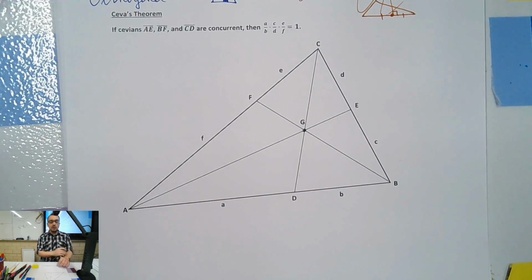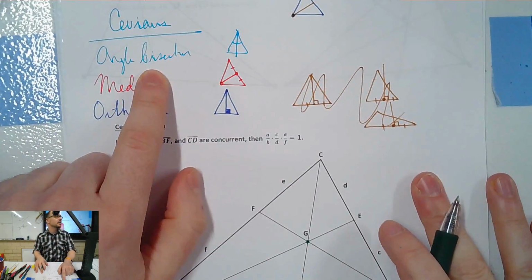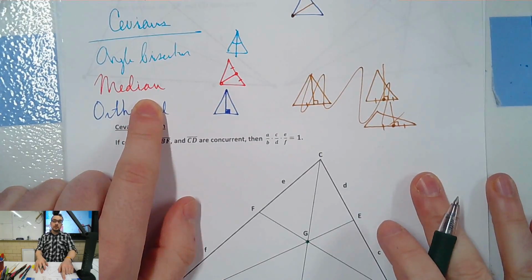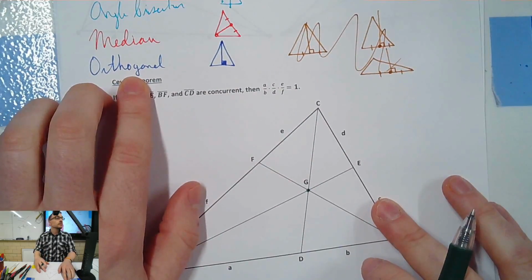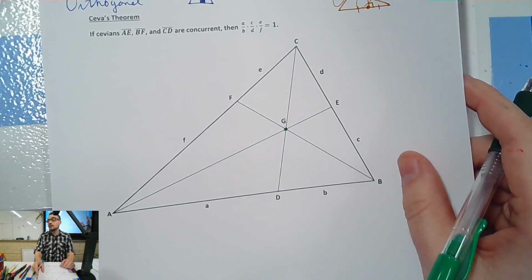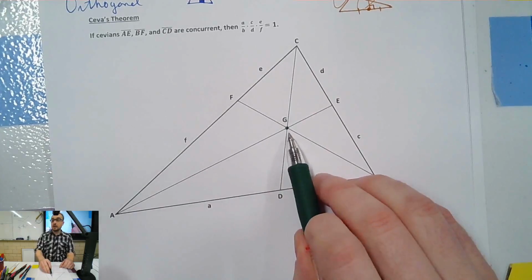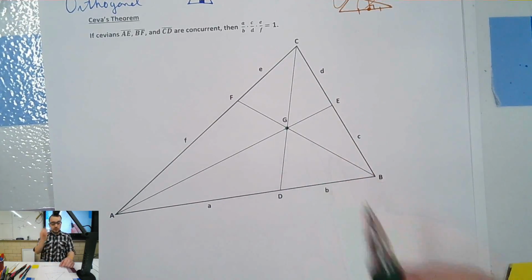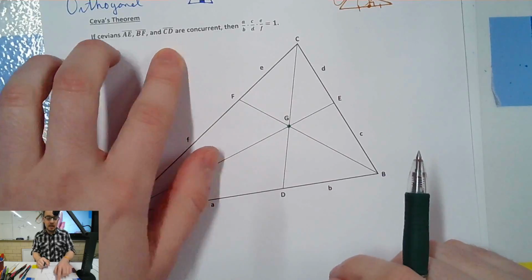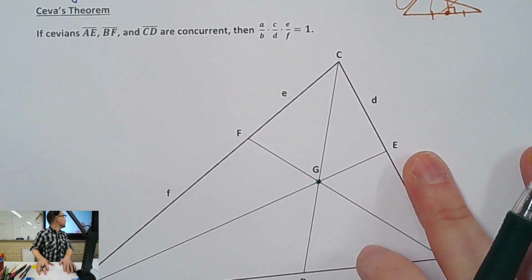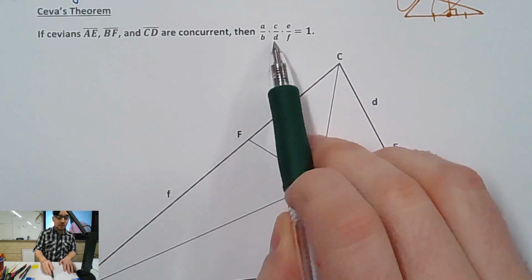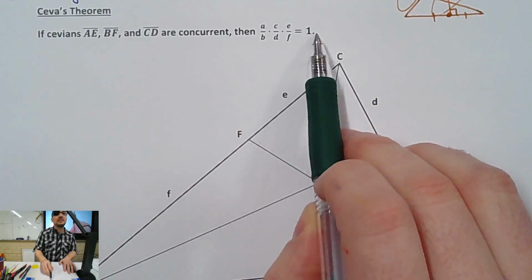Now we know what happens when we have 3 angle bisectors that are concurrent, right? We get the incenter. We know what happens when we have 3 medians that are concurrent. We get the medicenter, or centroid. Orthogonals that are concurrent, orthocenter, right? So could this be one of those? Maybe, right? All I'm saying is that these 3 are concurrent. So if we have 3 Cevians that are concurrent, then this should be true. Check this out, this is weird. Then A over B times C over D times E over F equals 1.